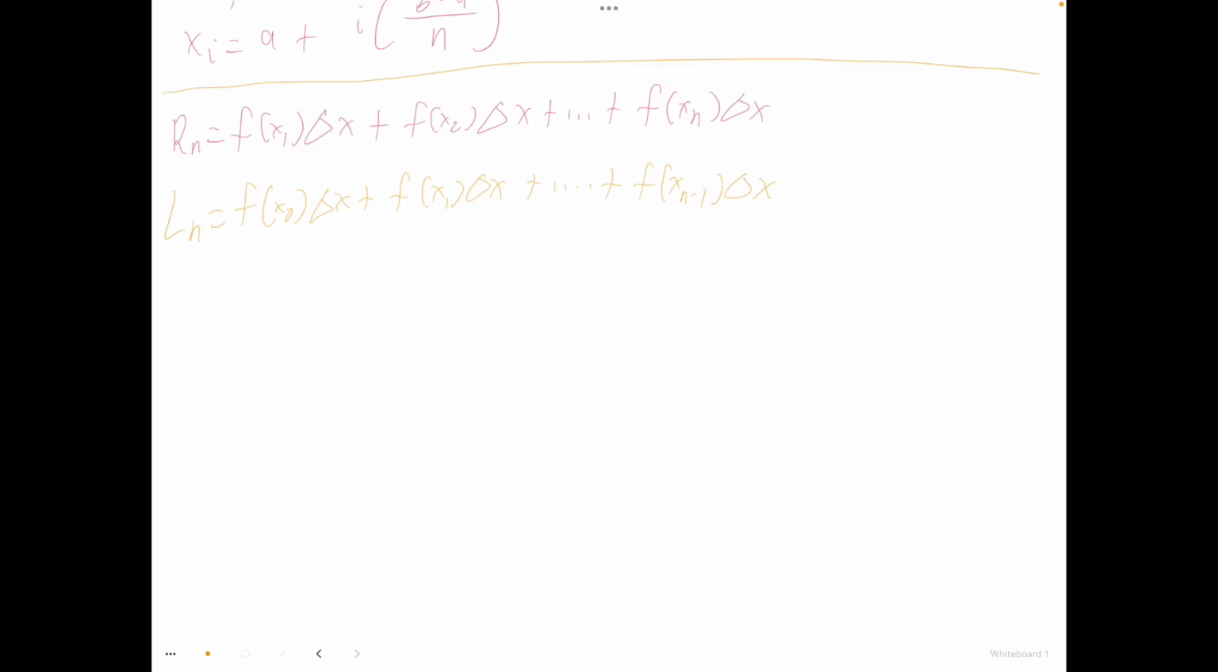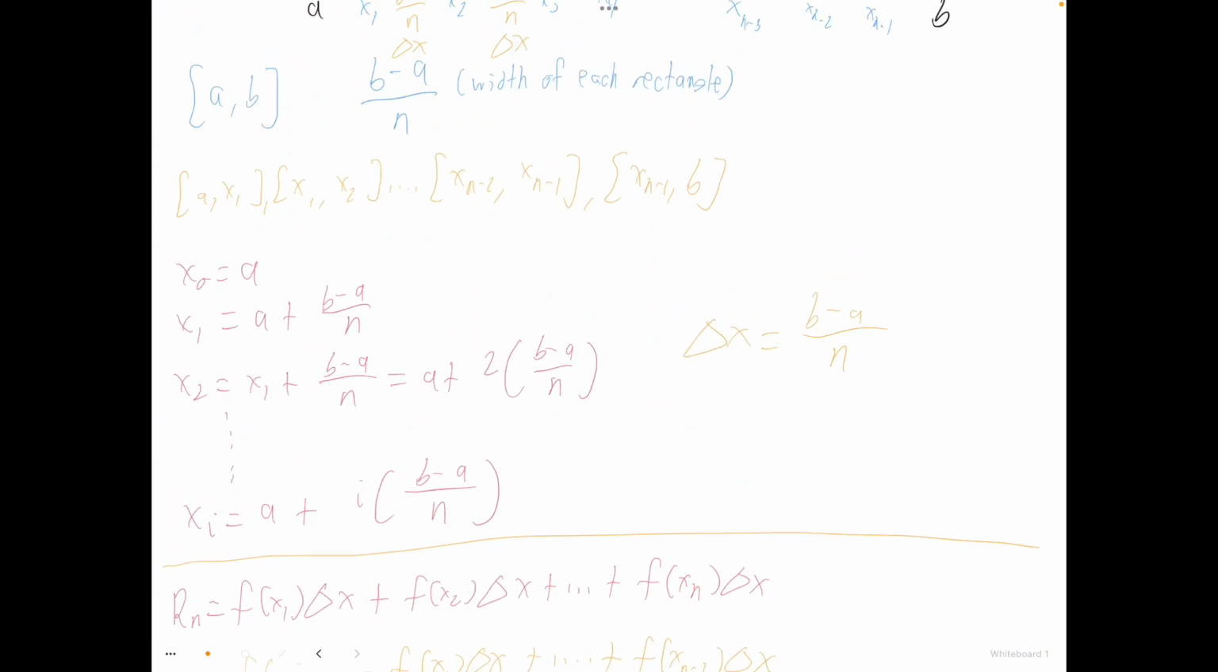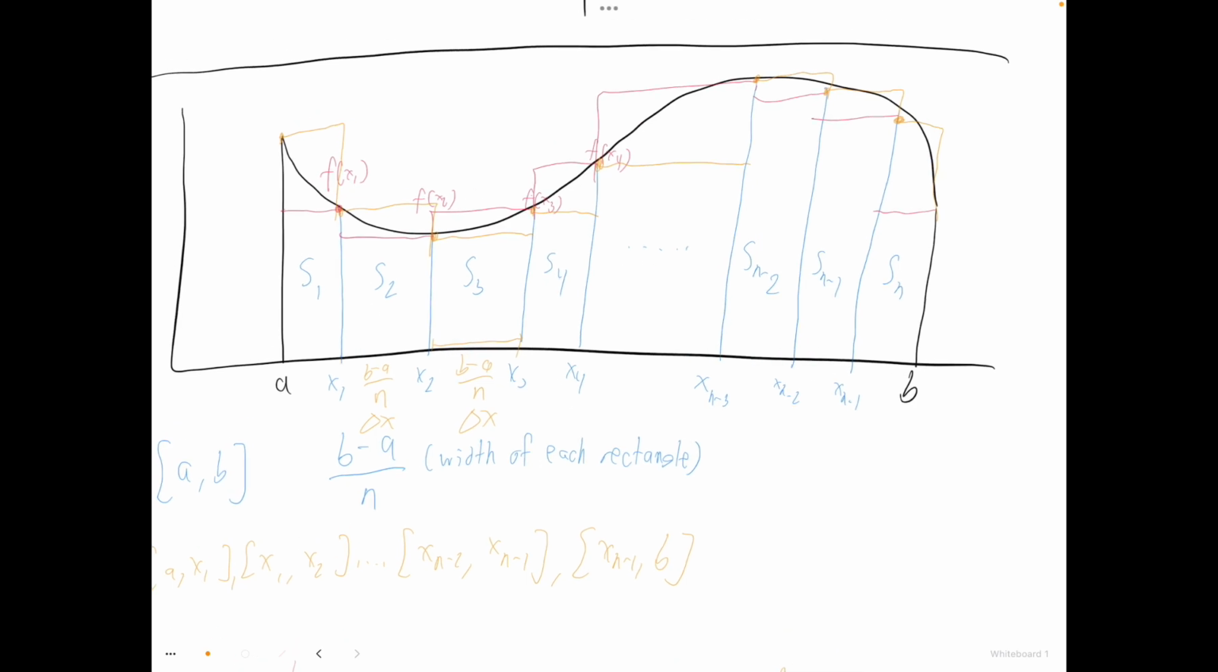But both of these give us approximations with n rectangles. And the idea is, well, if we use more and more rectangles, these pieces are going to get smaller and smaller. So the amount that they are off is going to get smaller and smaller. And so as we take the limit as we go to infinity, we're actually going to get a perfect representation.